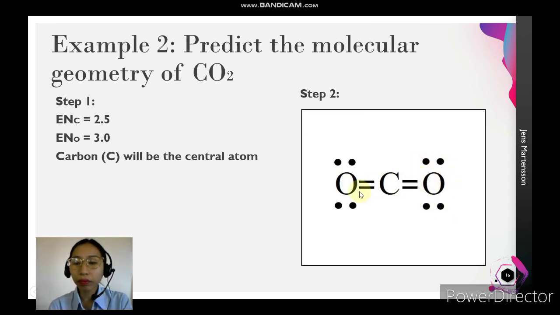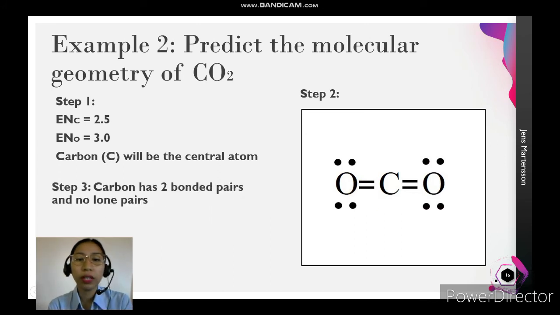Karon, step 2. Carbon has 2 bonded pairs and no lone pairs. Tanaw na to itong central atom nga C. Naa siya'y 2 bonded pairs daw. Asya, ha, ma'am, anong na may 2 bonded pairs nga apat man na siya? 1, 2, 3, 4. Always remember this, that double bond or double bonds, kani siya kay counted as 1.